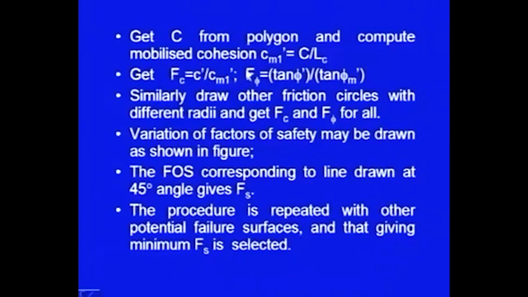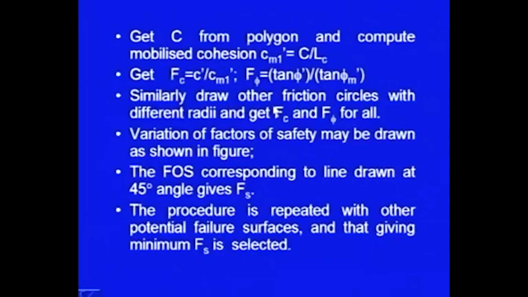And also the factor of safety against the angle of shearing resistance, F phi, will be equal to tan of phi dash, the available friction angle, divided by tan of phi m dash. Phi m was the first trial value which we took to draw the friction circle. So you will get F phi and you will also get Fc.